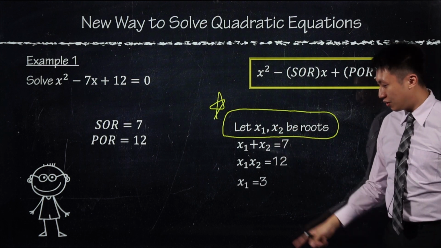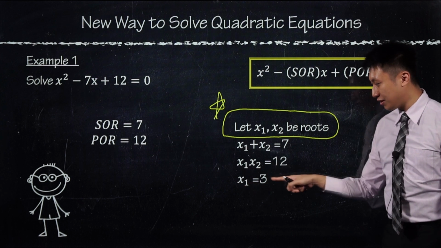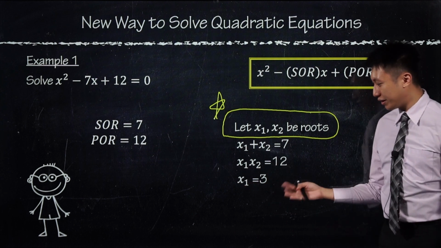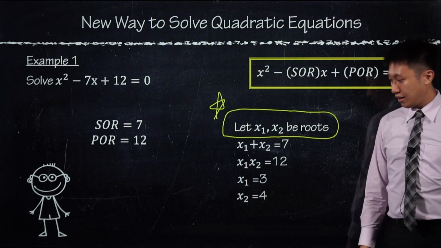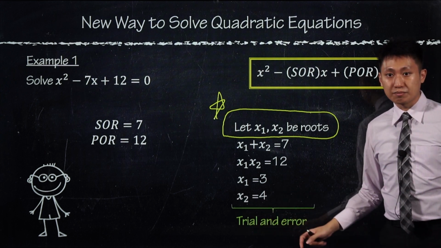Find roots, so I would guess. You see, x1 equals 3, x2 equals 4, then 3 times 4 is 12, 3 plus 4 is 7. So I guess it, then I get the correct answer. And this is by trial and error.